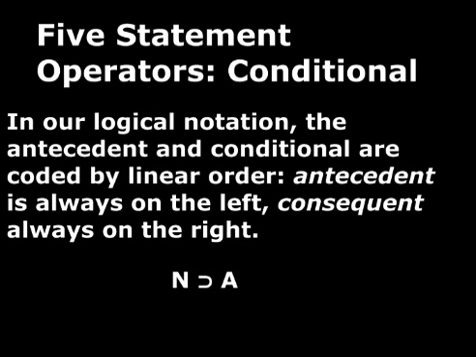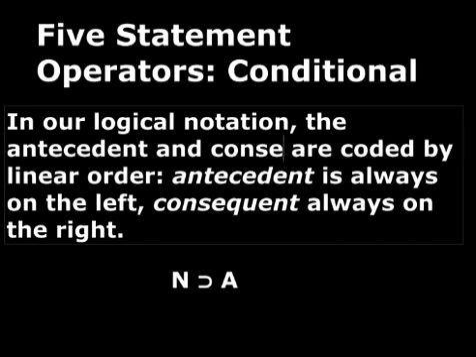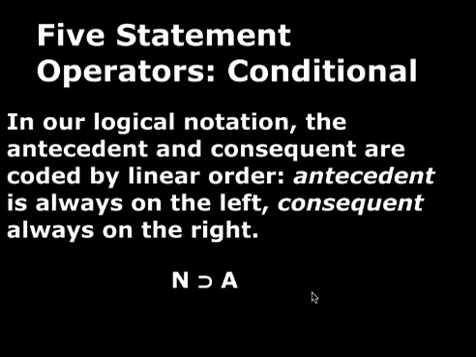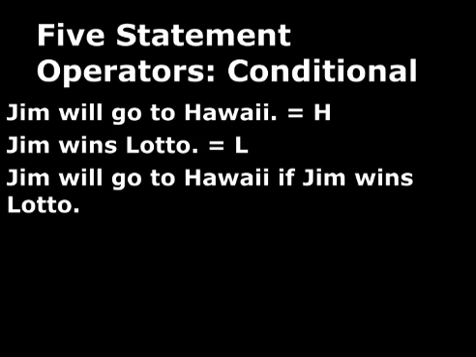However, in our logical notation, the antecedent and consequent are coded by linear order. Sorry, that's what this should say. The antecedent is always on the left, the consequent is always on the right. So let's summarize. Let's look at some examples. Jim will go to Hawaii if Jim wins lotto. Now you have a question on an exam: translate this into our formal notation.